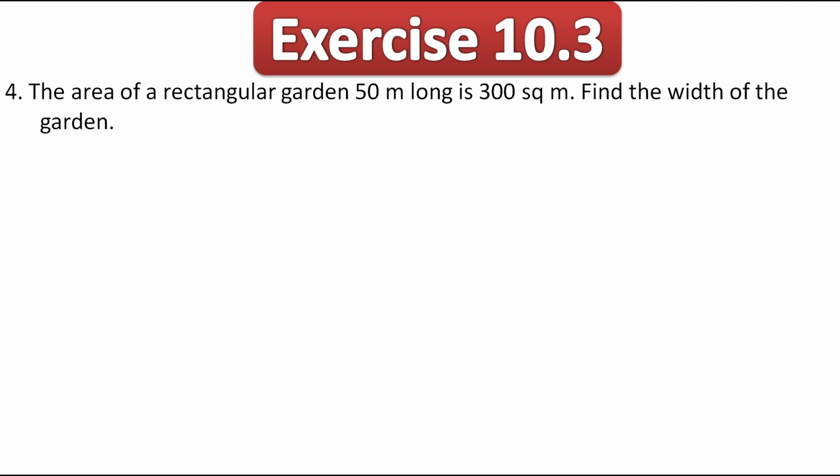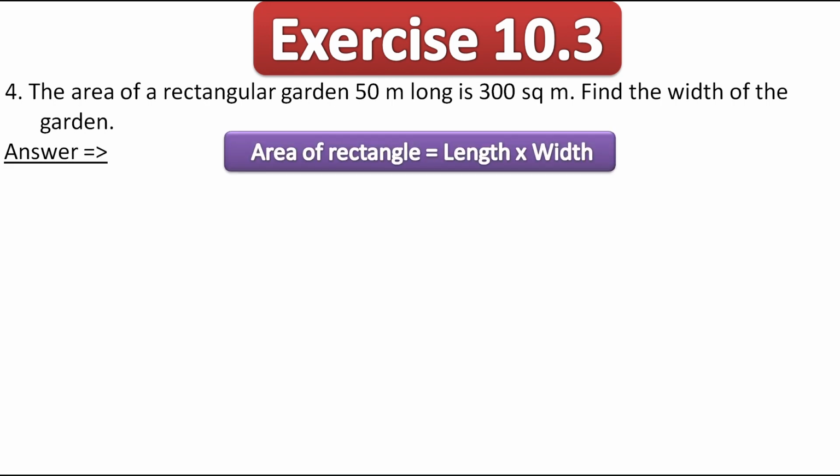Till now we were knowing the sides, meaning length and width, and we were finding the area, but now they have given us the length and area and we have to find the width. For that, as you all know, area of rectangle is equal to length into width. Now we have to find width, so we have to divide the area by length to get width.